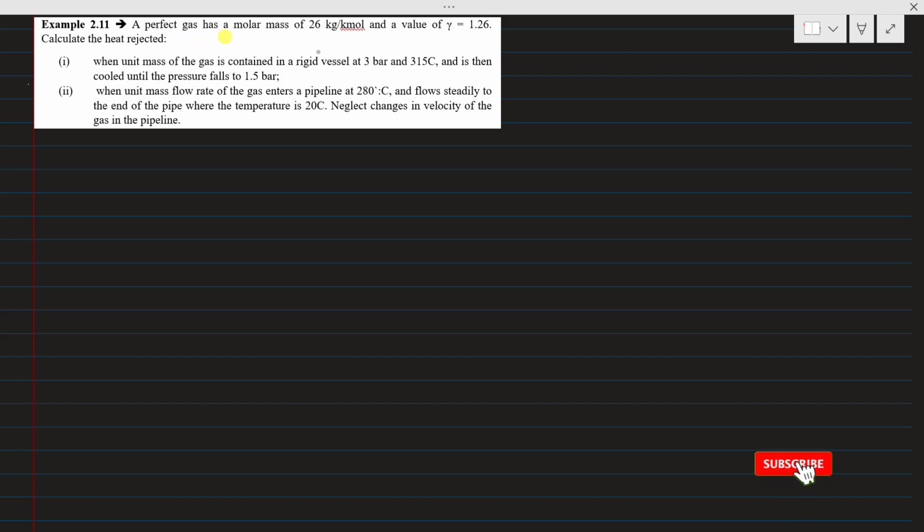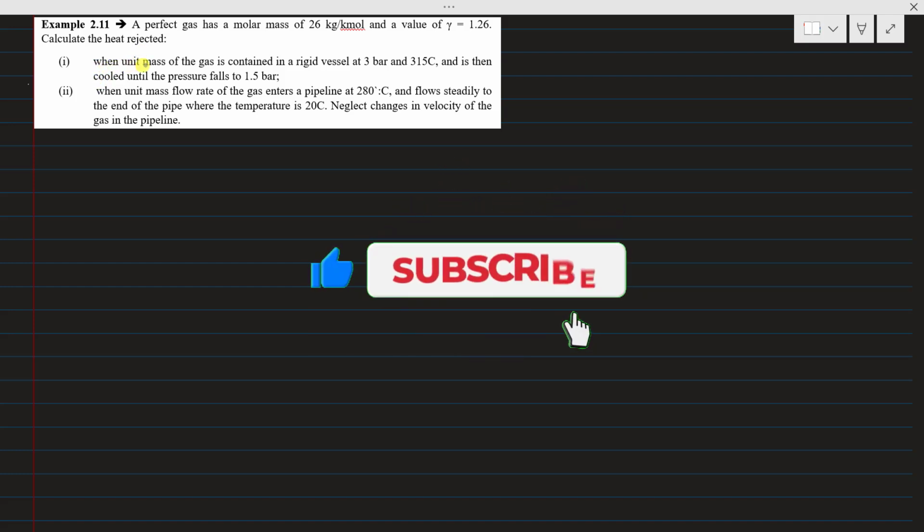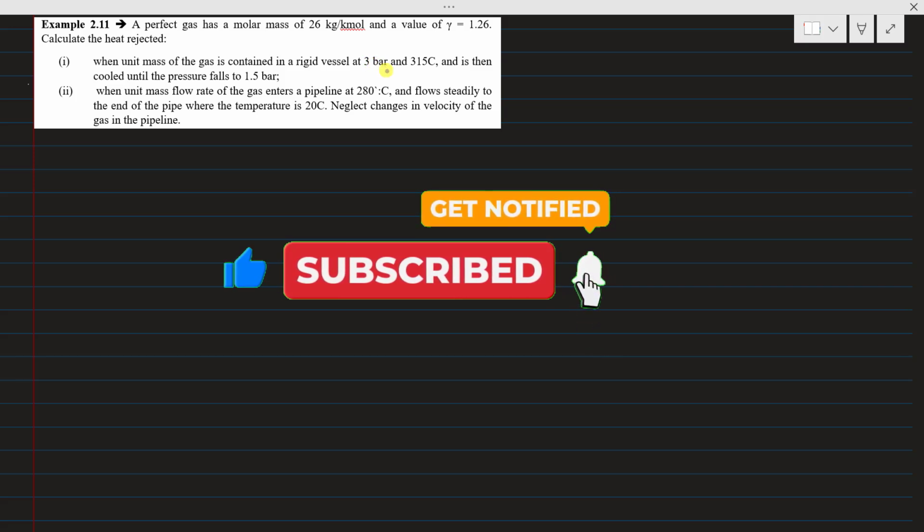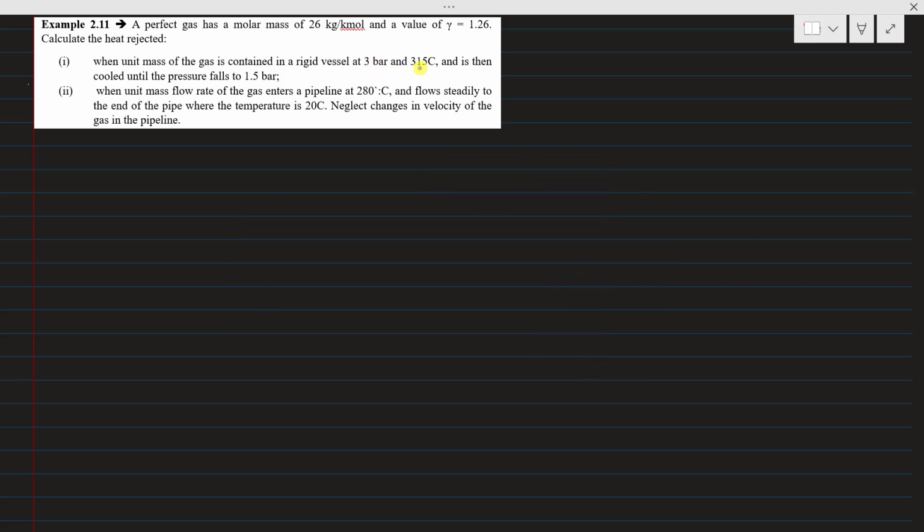A perfect gas has a molar mass of 26 kg per kmol and a value of gamma of 1.26. Calculate the heat rejected in the following cases. First, when unit mass of the gas is contained in a rigid vessel at 3 bar and a temperature of 315 centigrade, and is then cooled until the pressure falls to 1.5 bar.